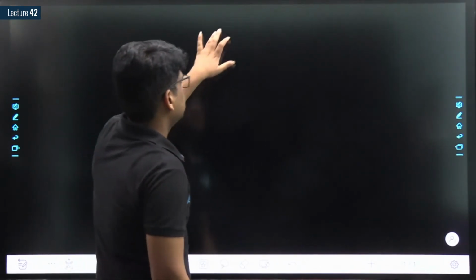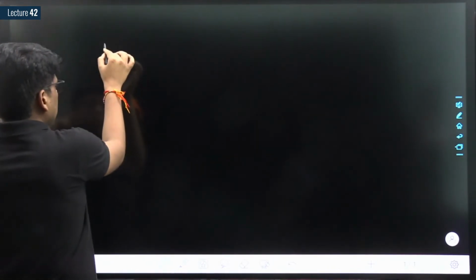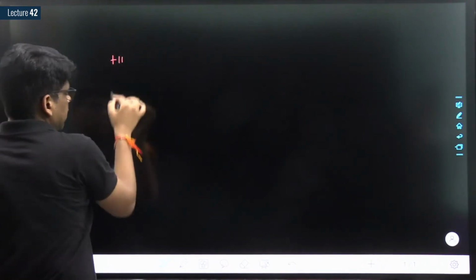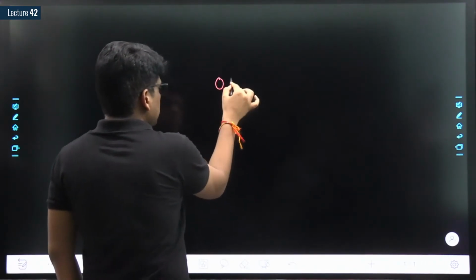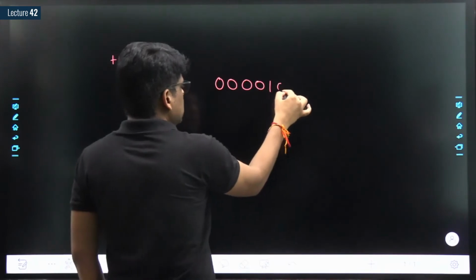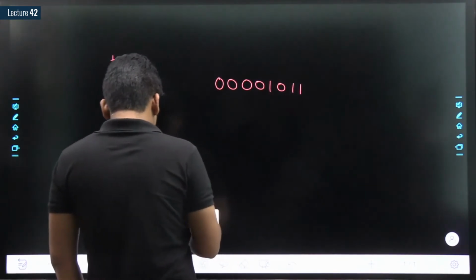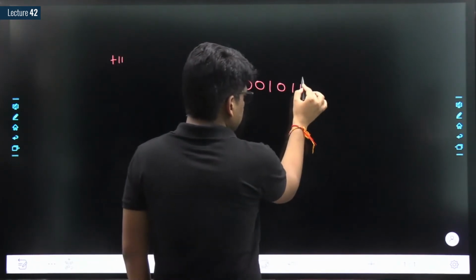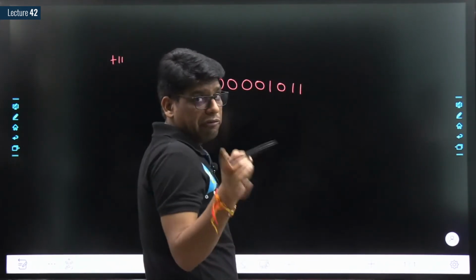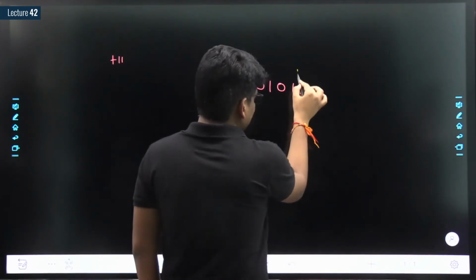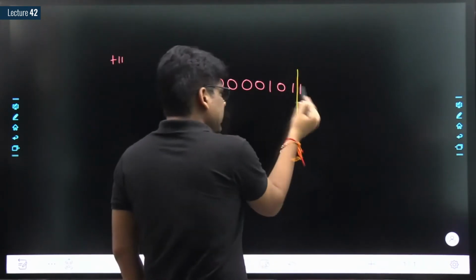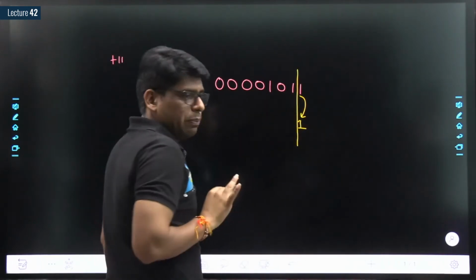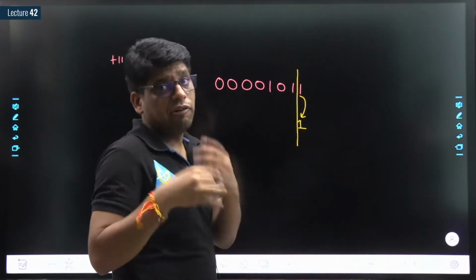Sir, let's try to find out 2's complement of plus 11. Sir, 0, 0, 0, 0, 1, 0, 1, 1. What is the process? Sir, just move from here until you get the first one. But the problem here is, the first bit itself is 1. Sir, just copy it. But after this, just flip all the bits.